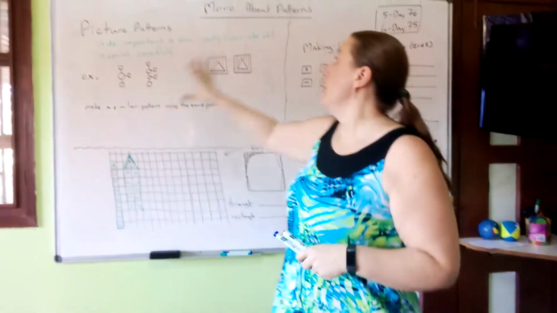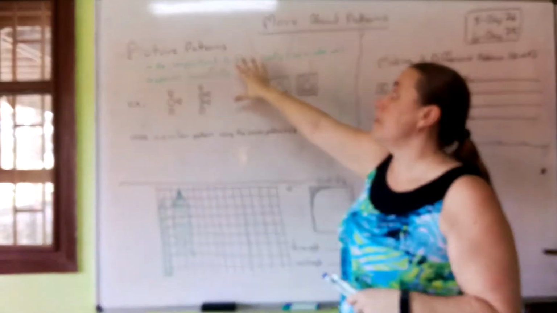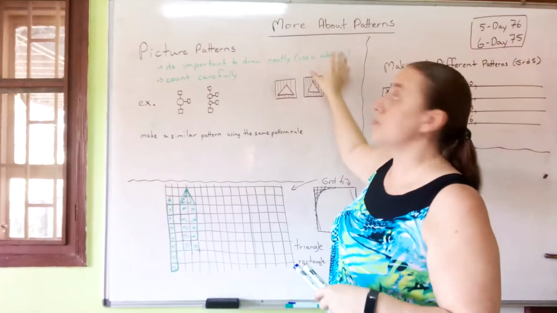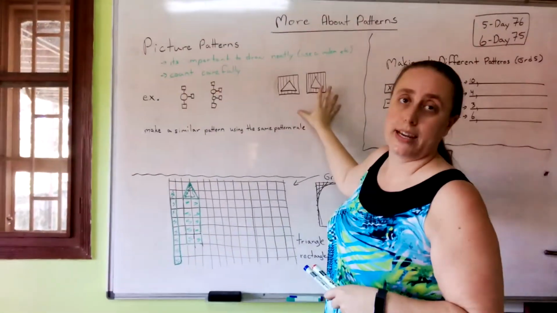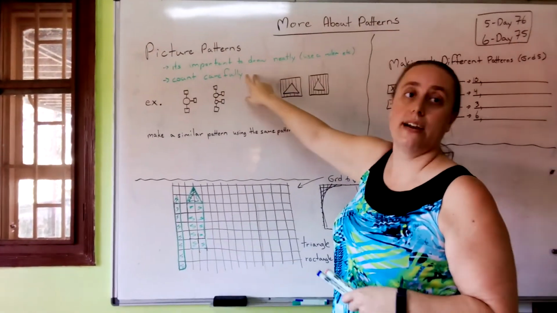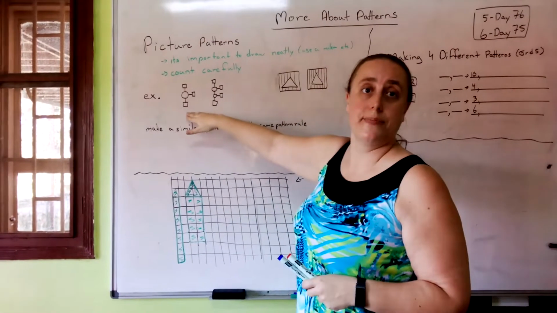So let's talk some more about patterns, in this case mostly picture patterns. With picture patterns, it's really important that you draw neatly. I know I said use a ruler. I didn't actually use a ruler on my work here today, but I did draw very neatly, all right? And count carefully. So for example, here's a pattern that you can see, okay?